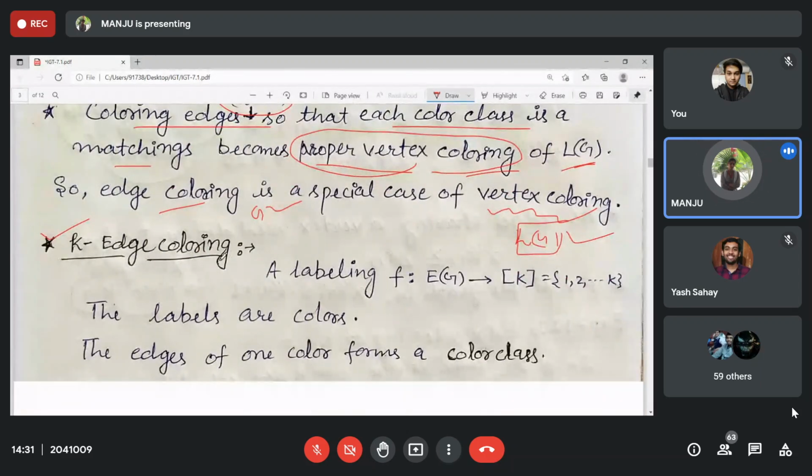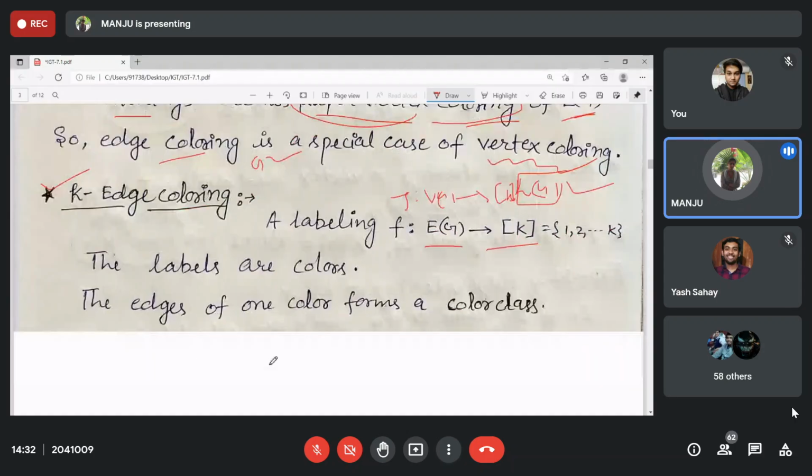Now K edge coloring, K vertex coloring we have done. This is just labeling of colors to the vertices, and here it is colors to the edges. The vertex coloring was defined as f from the vertex set to K colors, right? But here it is edge set to K colors. So this is a mapping assignment, where the edges are getting colors, right? And these labels 1, 2, 3 and so on up to K are defined as colors. Okay?